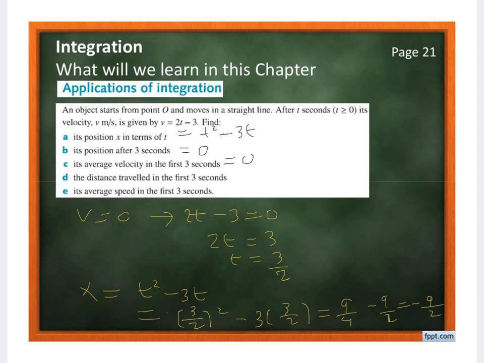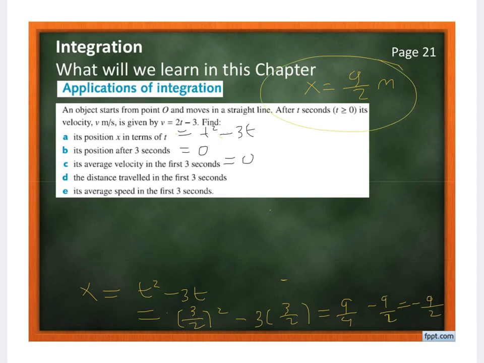So for the first 3 over 2 seconds, the distance is 9 over 4 meters. And then it goes back to x equals 0 in the next 3 over 2 seconds, so the distance is another 9 over 4. So the distance for the first 3 seconds is 9 over 2 meters.